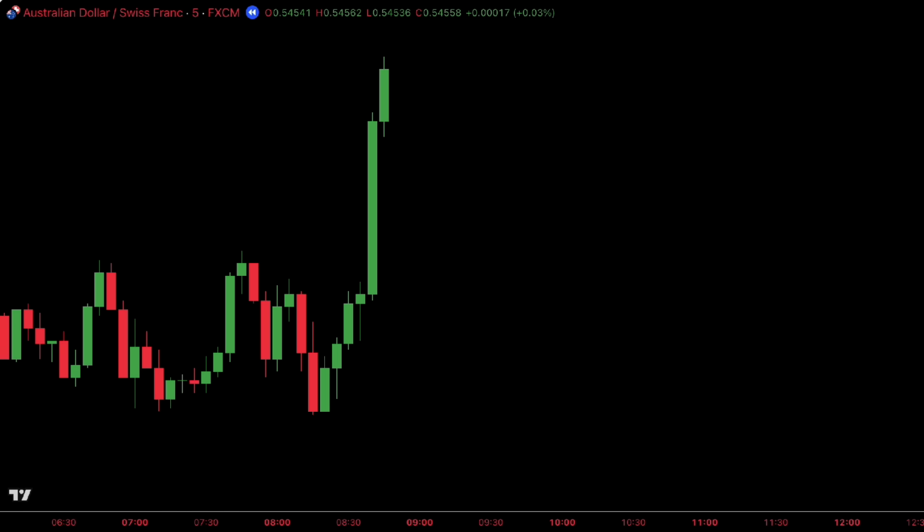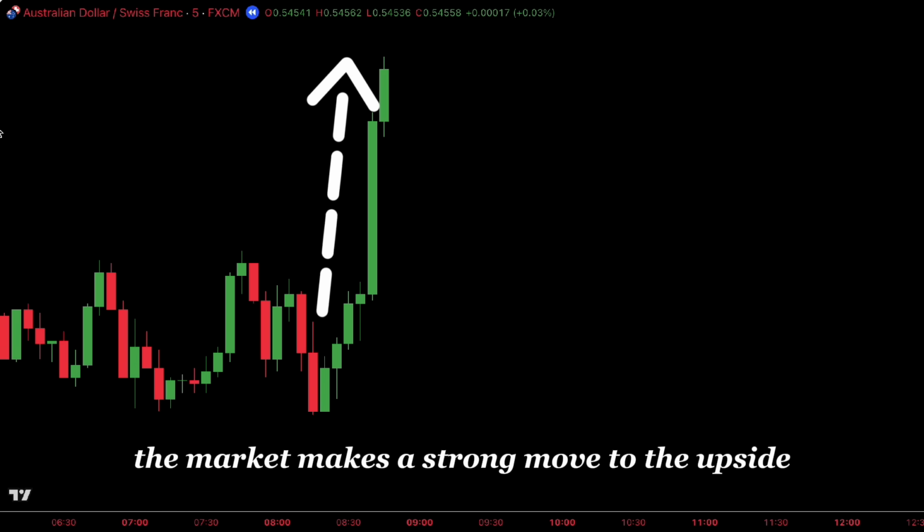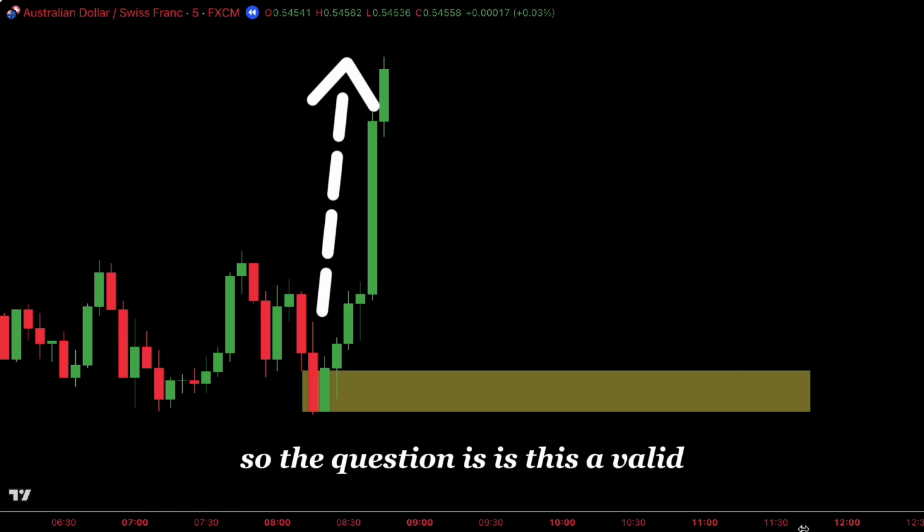Now, let's look at a real chart example and apply everything step by step. As you can see here, the market makes a strong move to the upside. So the question is, is this a valid bullish institutional move or just noise? Let's evaluate it using our checklist.